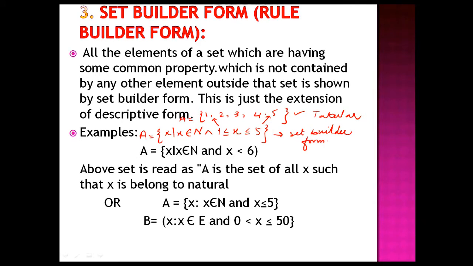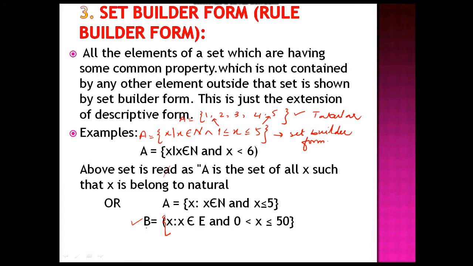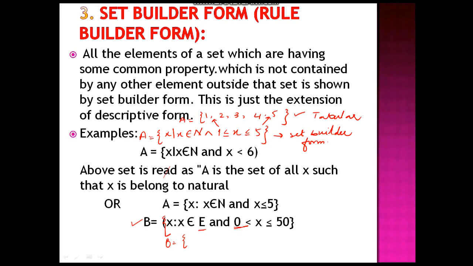We can write A in descriptive form as all natural numbers less than 6 or all natural numbers less than or equal to 5. Another example is B is equal to x such that x belongs to even numbers and 0 less than x less than or equal to 50. It means we have to write down all even numbers that start from 2, 4, 6, 8, 10 and so on up to 50. Here you have seen that we have not written 0 over there.